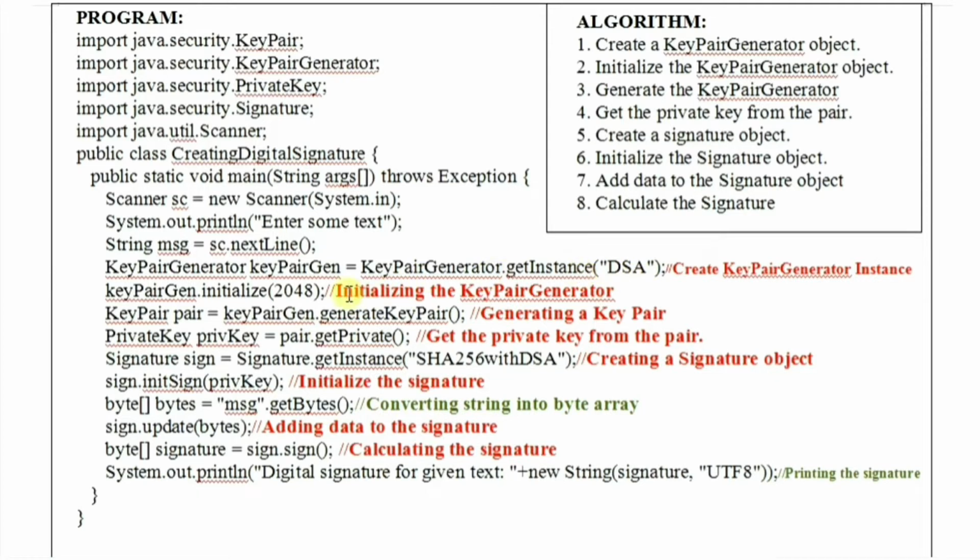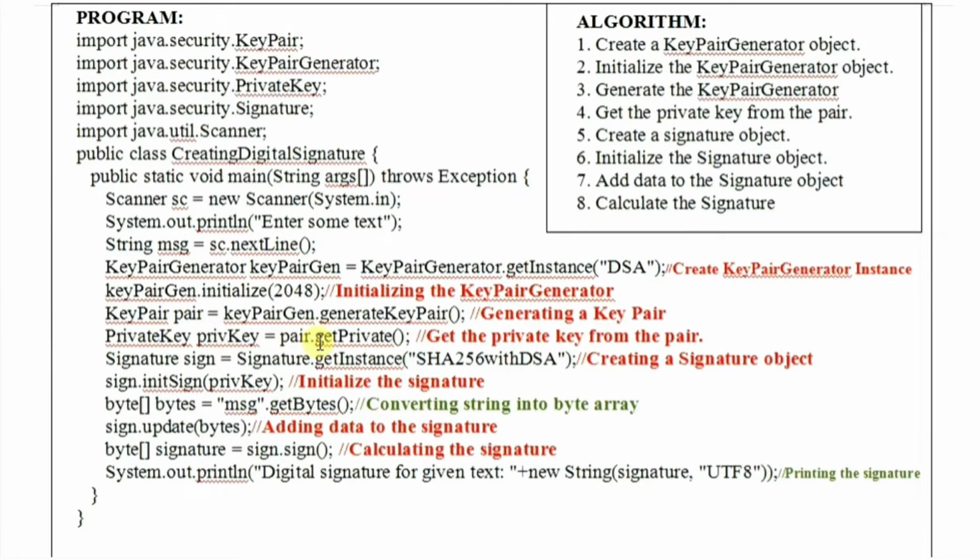Now we need to initialize the key pair generator, and we use the initialize method to do so. This method accepts an integer value representing the key size. Next, we generate the key pair using the generateKeyPair method. Using the KeyPair class, we generate public and private keys.